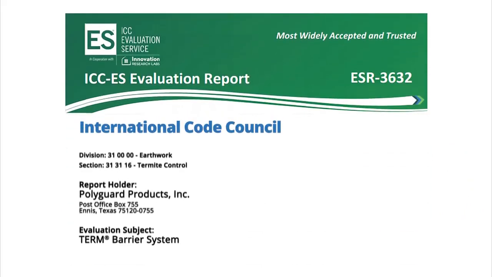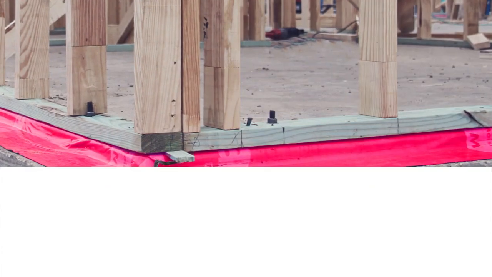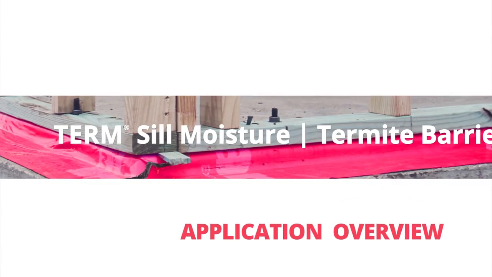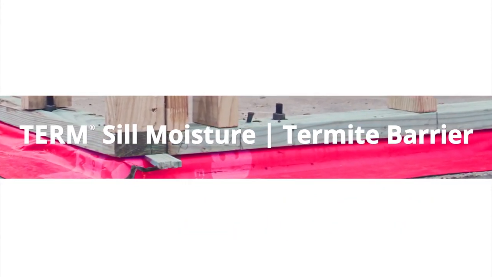TERM barrier system has been evaluated as a physical termite barrier by the International Code Council. This video shows how to apply TERM Sill Moisture termite barrier for the perimeter of the structure. The TERM Sill Barrier blocks water, energy leaks, termites, and other insects.